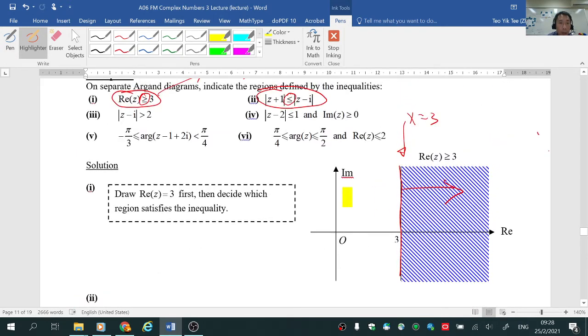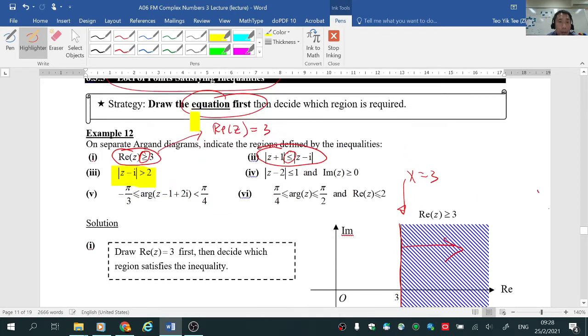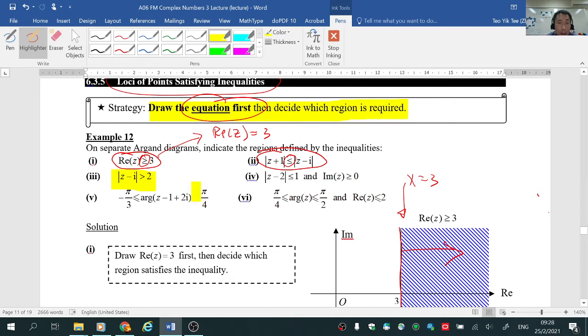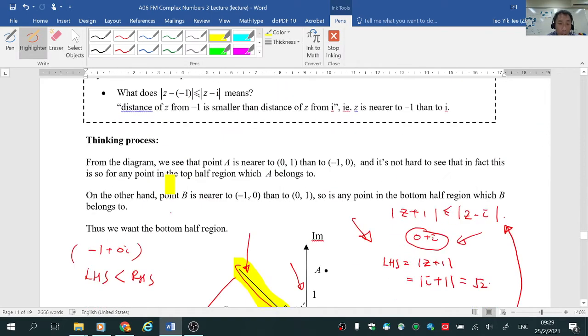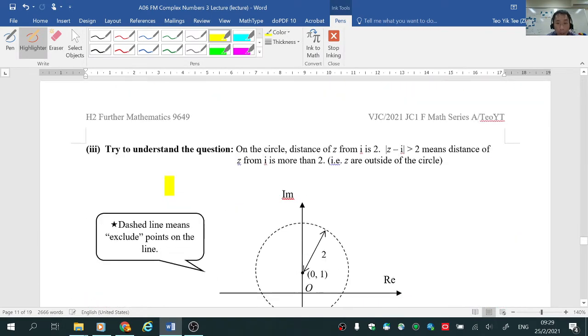In part 3, you have modulus of z minus i greater than 2. But this time now, there is no inclusive, it's just strictly greater. So again, running through the theory, first thing, treat it as an equation first. You realize it's actually a circle passing through 0, 1 with a radius of 2. So draw in a circle.